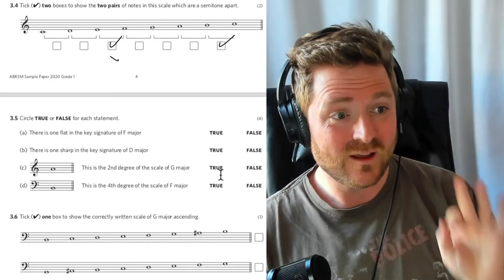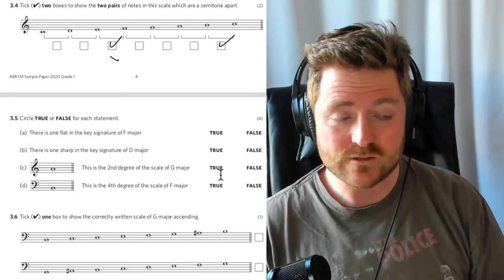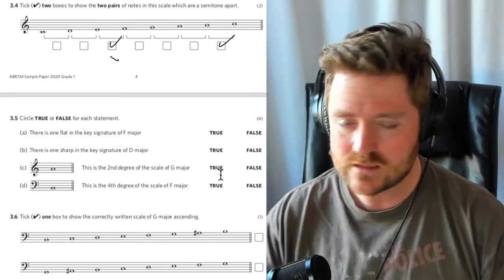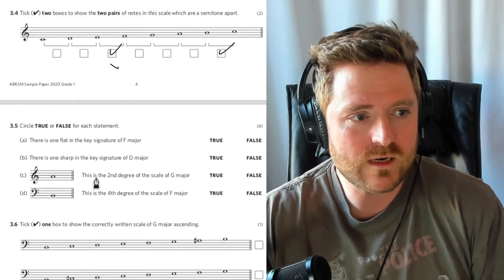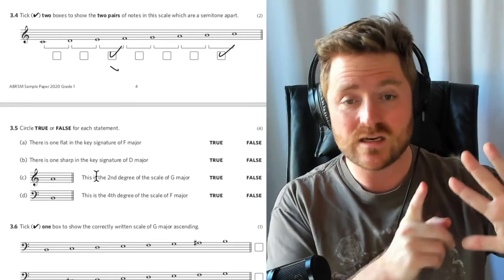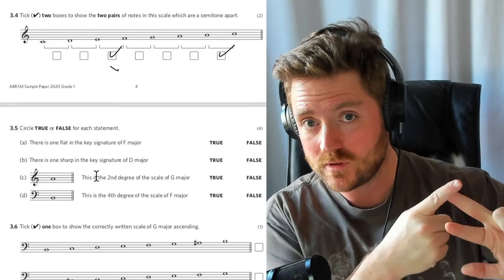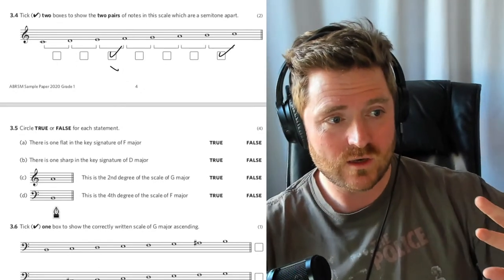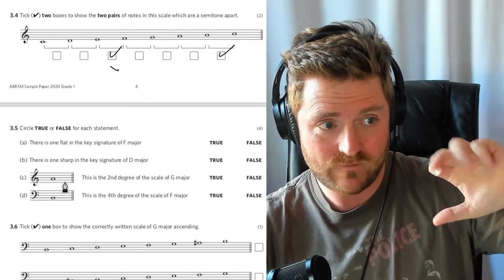Okay, so the first one is true. The second one, the one sharp, is false. The second degree, well, let's have a look. The second note in the scale of G major. We can work this one out. Because G starts on G, the next note is A, B, C, D, E, F sharp, G. Okay, so let's have a look here. This is an A. Because F, A, second space: F, A, C, E.